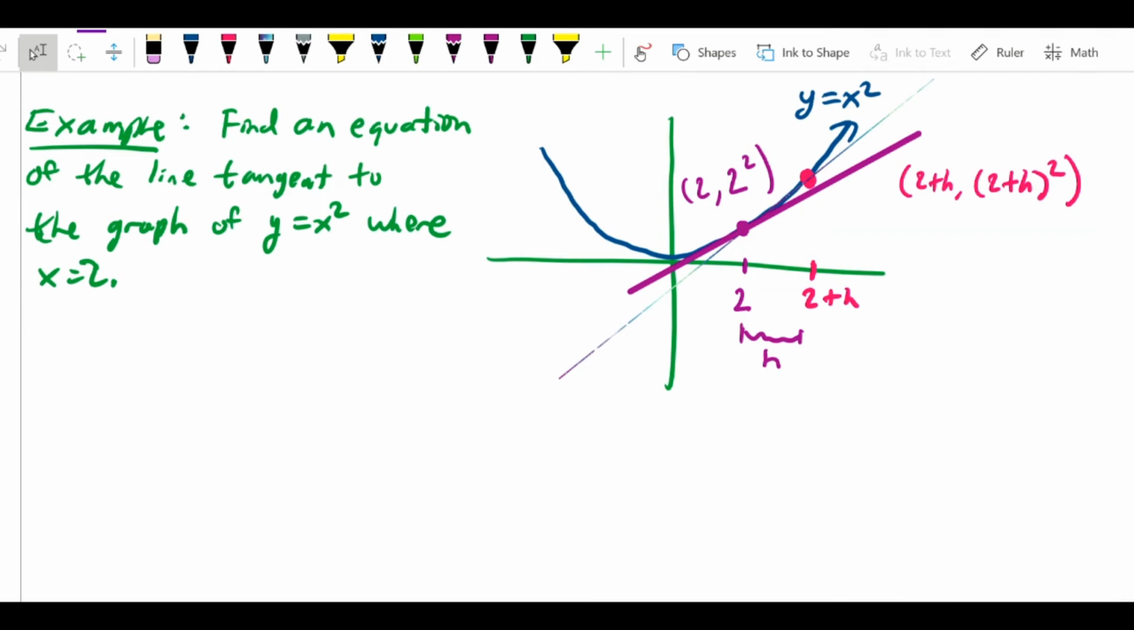So we're going to see how tangent lines are used in practice and also how to find them. Let me set up the entire problem here.